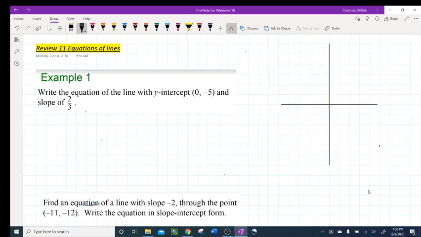Hello everybody, let's talk about review 11, and I think this is the last review for Algebra 2, equations of lines. We know two equations of lines. One is slope-intercept form, and another one is point-slope.